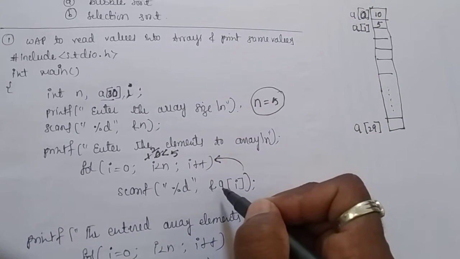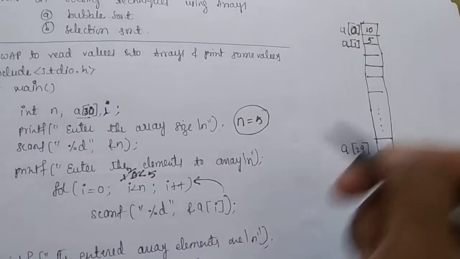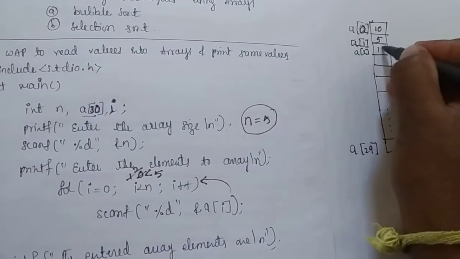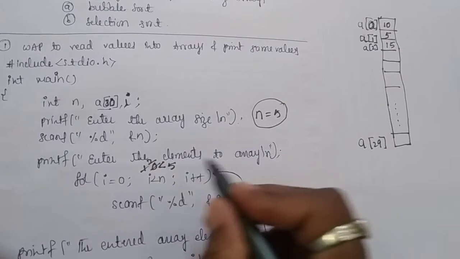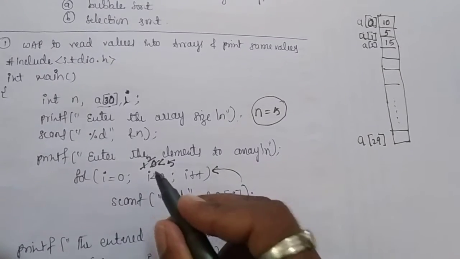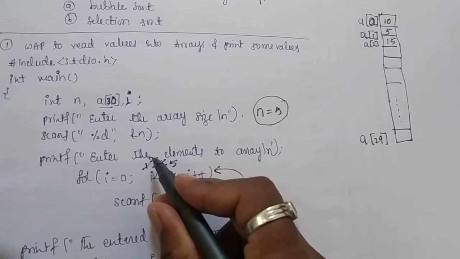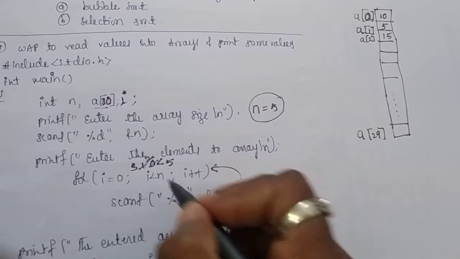According to the scanf statement, a of 2 will be containing some value now. So here, a of 2 contains some value, 15. Next, like that only, the loop will keep on repeating until the condition becomes false. So now control jumps to I++. Earlier it was 2, now it becomes how much? 3. Whether 3 is less than 5, yes, condition true.